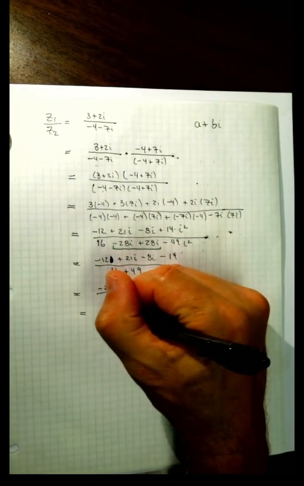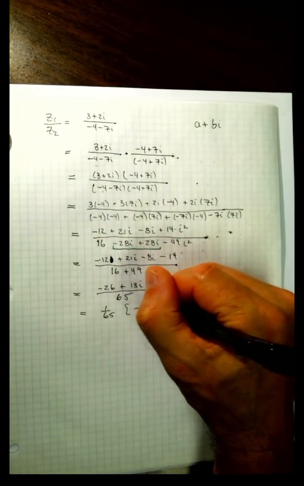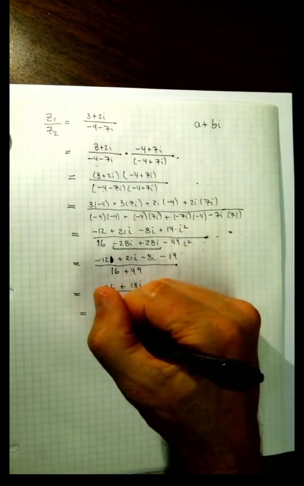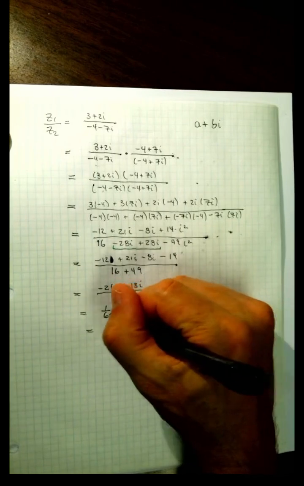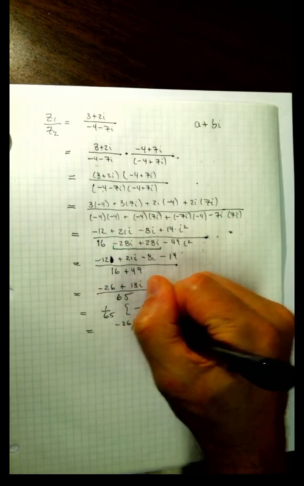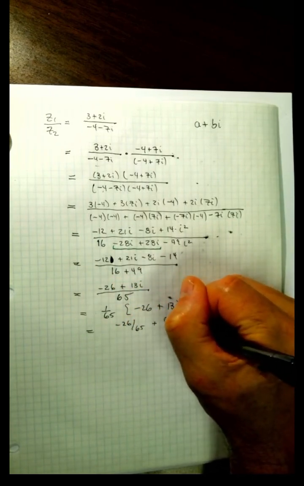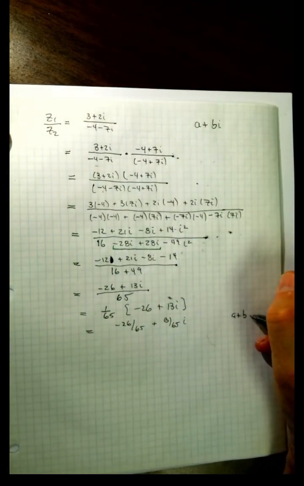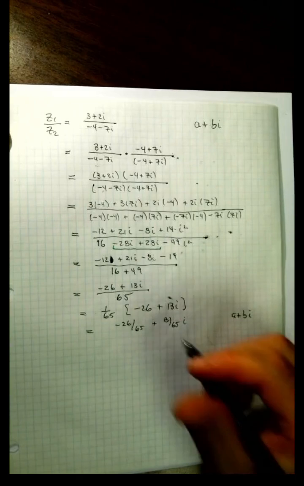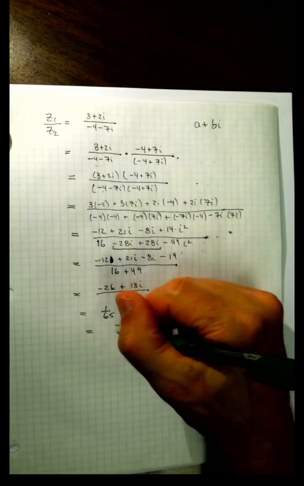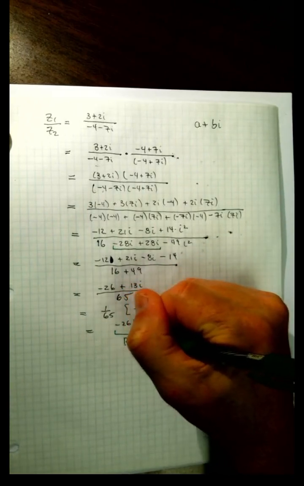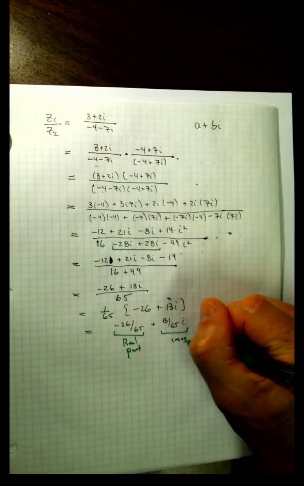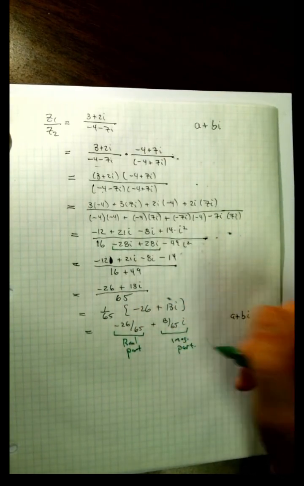So I can think of this as 1 over 65 times the numerator. And now I can just distribute that through. And notice this is now in the form of something plus something times i. Right? I'm going to refer to this as the real part. We're going to refer to this as the imaginary part.